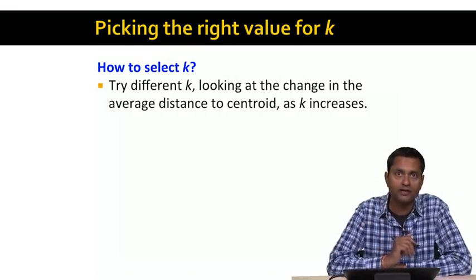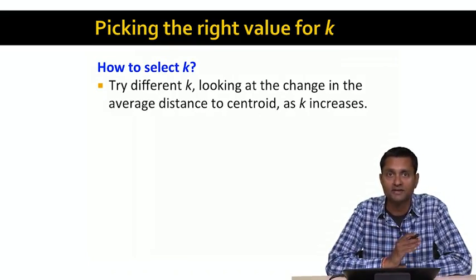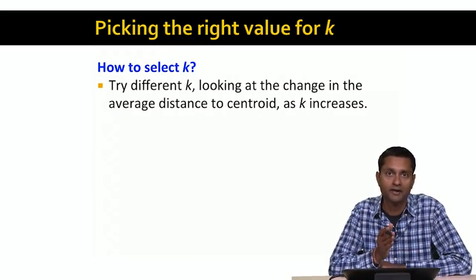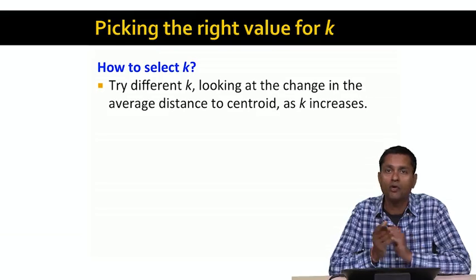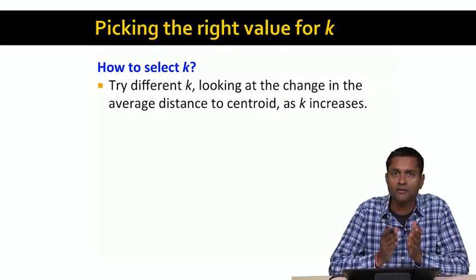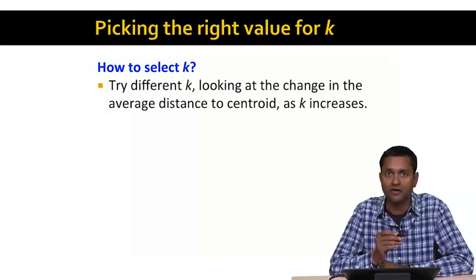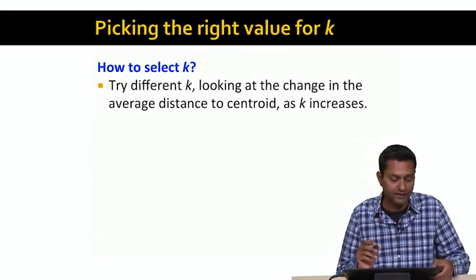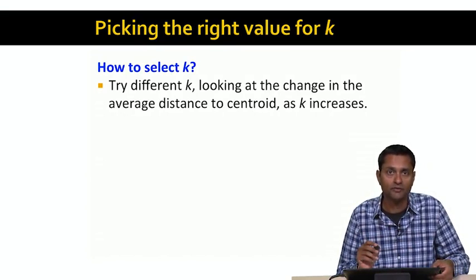Since we don't know the right value of k, the obvious answer is to try different values of k and see what looks good. Now we have to decide what we mean by what looks good. One obvious answer is to look at the average distance of points from the centroid as k increases, right? And let's look at an example to see what we mean here.